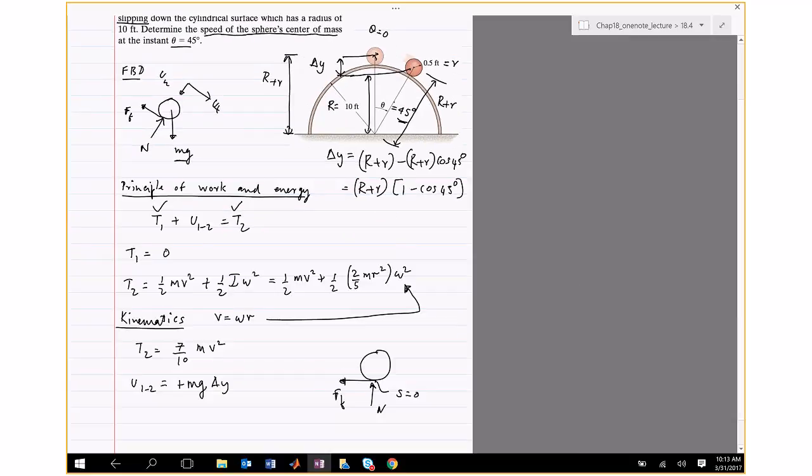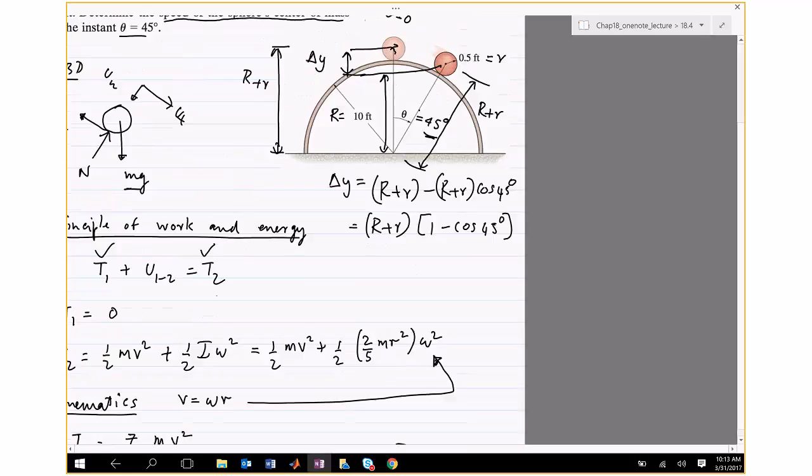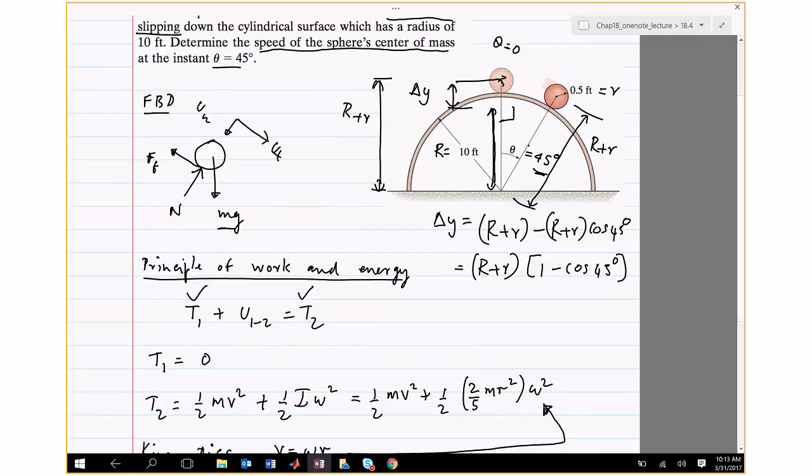So that's it. Cosine of 45. Isn't it only cosine of 45? No, it's R plus r because this thing here is R plus r. This is 90 degrees. My bad, I should probably draw it a little bit more clearly. So it is like this. Okay, so this is 90.